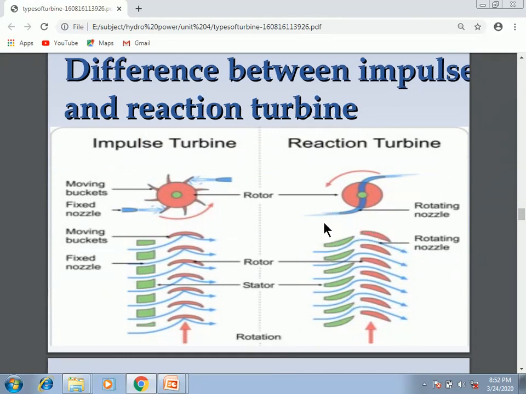In reaction turbine, the water is going to flow through a nozzle, and because of this rotary action, the turbine is going to rotate and produce electricity. But unlike in impulse turbine, where the water jet hits on the buckets and then the shaft rotates, this is the difference between reaction turbine and impulse turbine. Here the rotating nozzle is injected inside the shaft, but in impulse, a jet of water hits on the buckets.